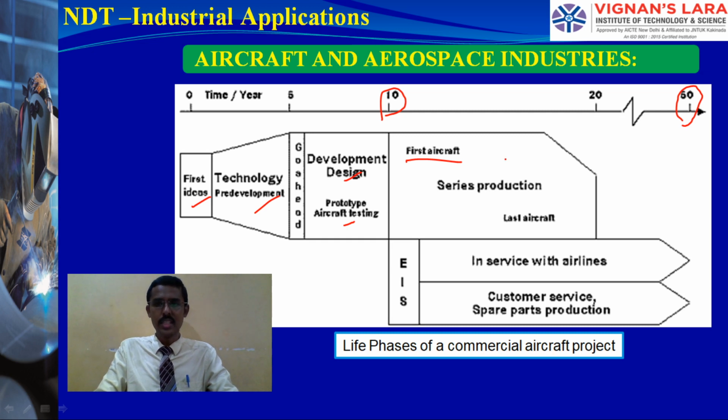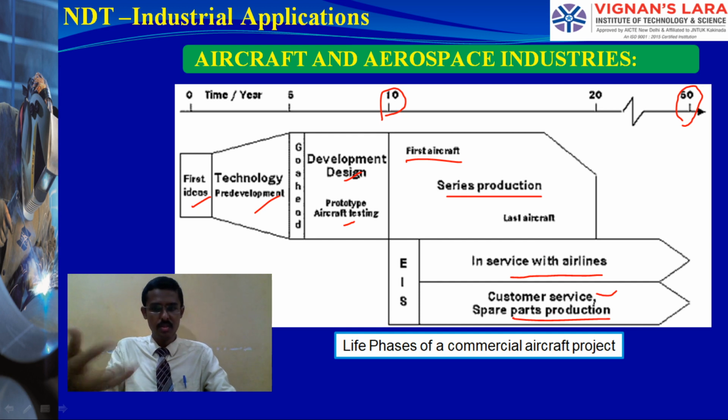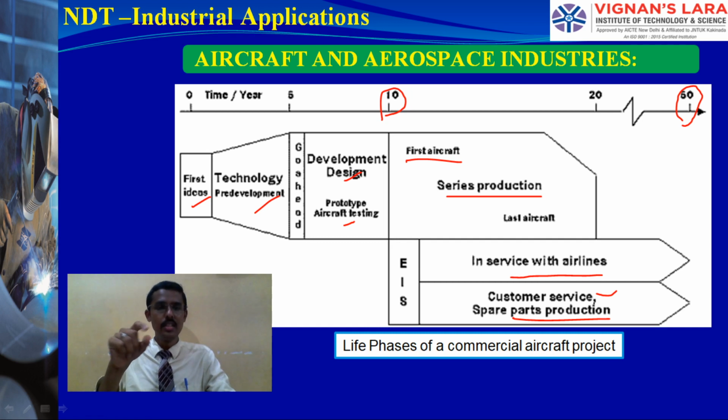In between, there are serial productions, then service with airlines and customer services, and spare parts production, because it causes repairing, so immediately those things we have to do. So the total lifetime of an aircraft may be 35 to 50 years. So this is the flow chart of the aircraft. In these 50 years we have to manage the cost and we have to manage effective working.